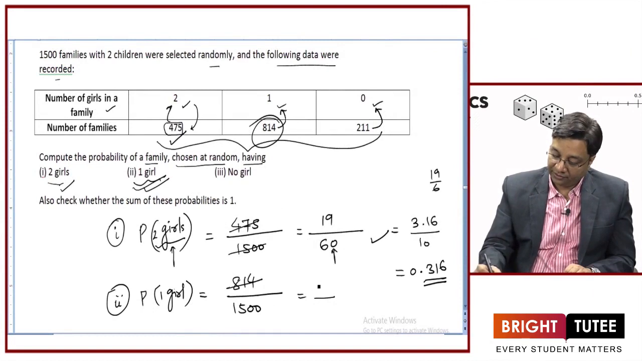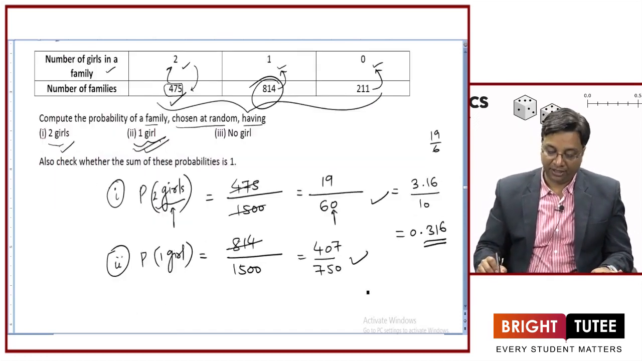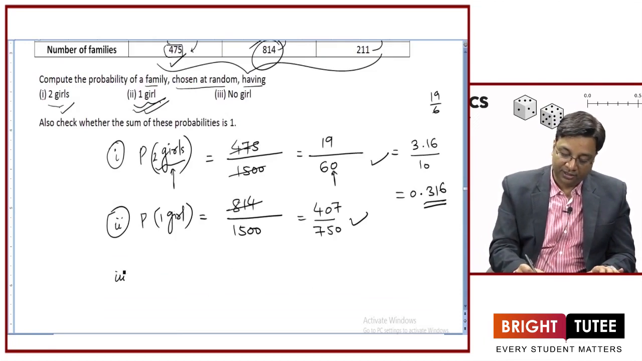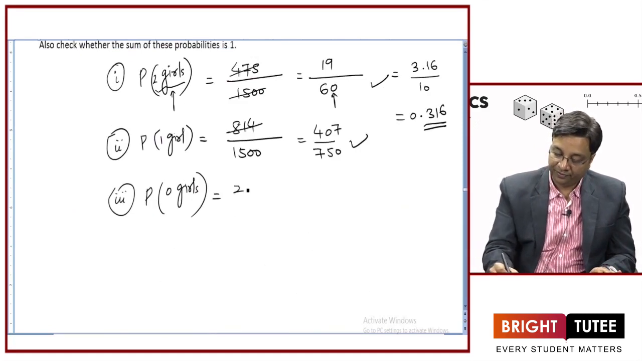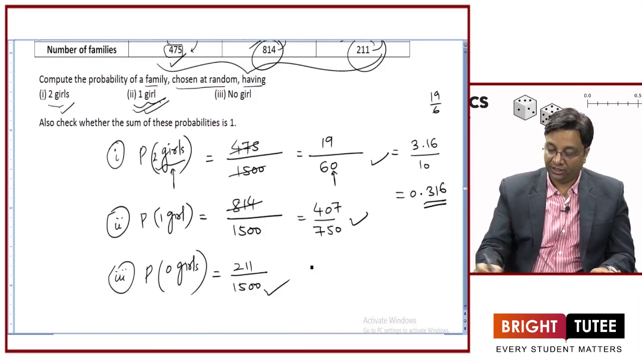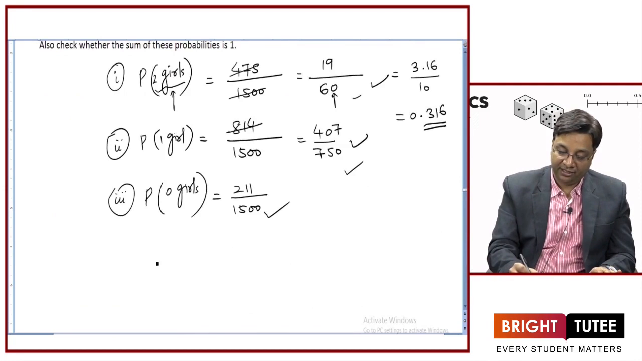This will be 407 and this will be 750. This is the probability of 1 girl in the family chosen at random. Third, the probability of 0 girls in the family chosen at random out of these 1500 families will be 211 divided by 1500. Okay, so these are the required probabilities. Now let us add these probabilities.